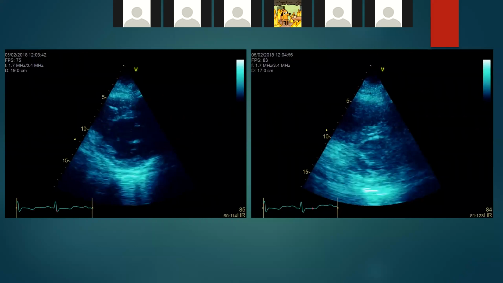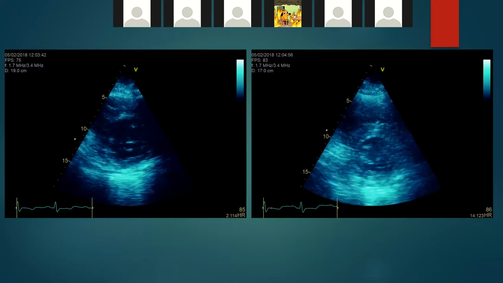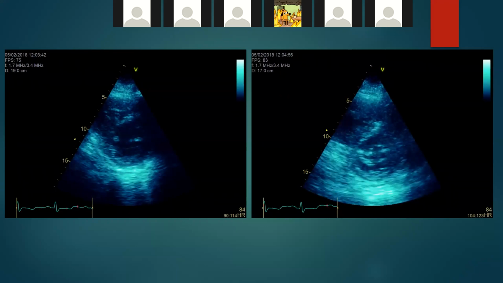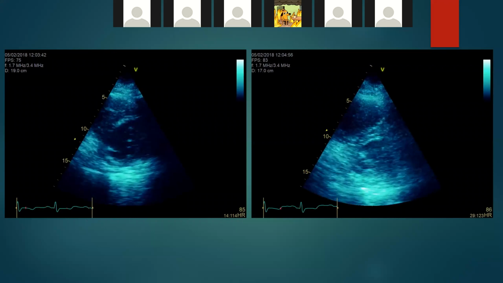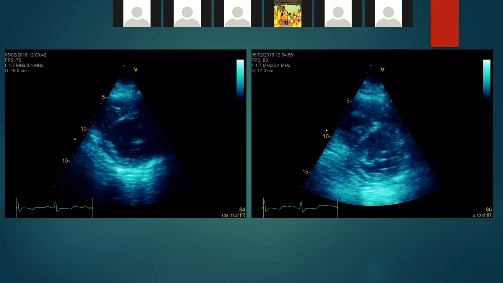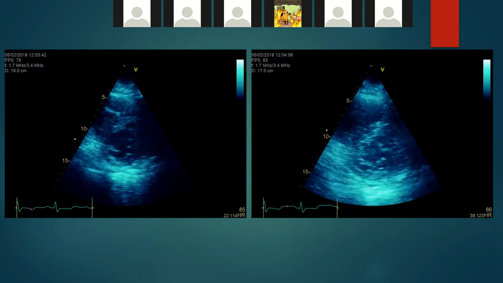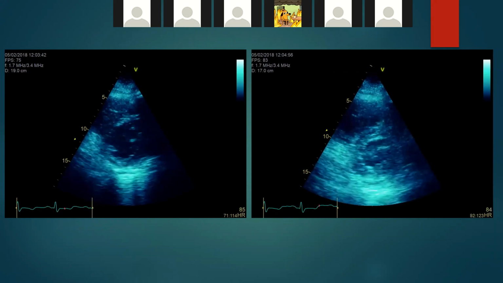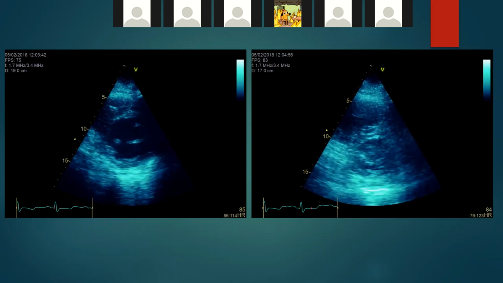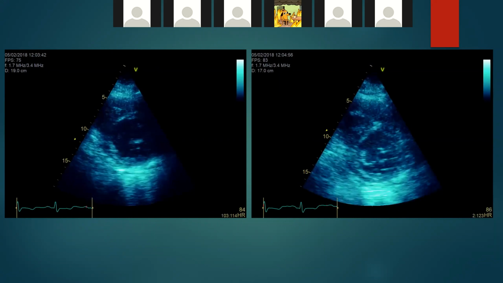On the left there, that's a short axis of the base of the left ventricle. And again, I think there's an abnormality there at 9 o'clock on the short axis. I think you can see something coming in and out, which, I don't know for sure, but I would say that's concerning.